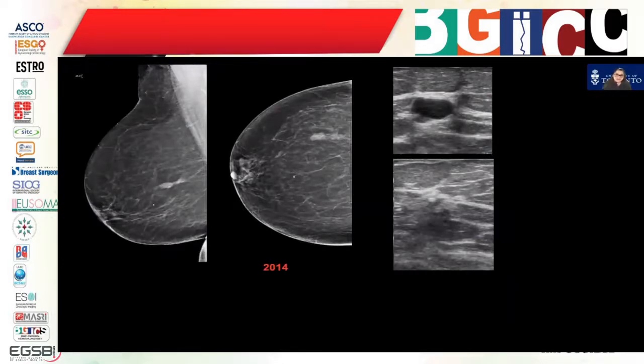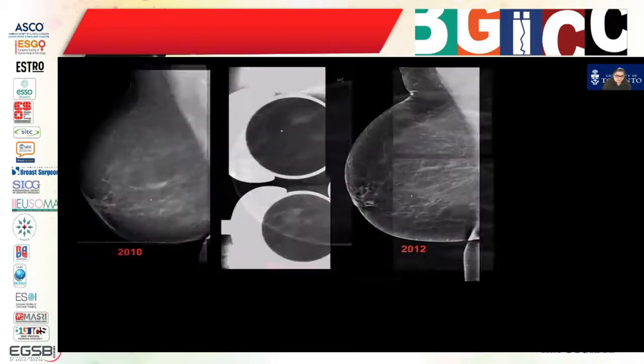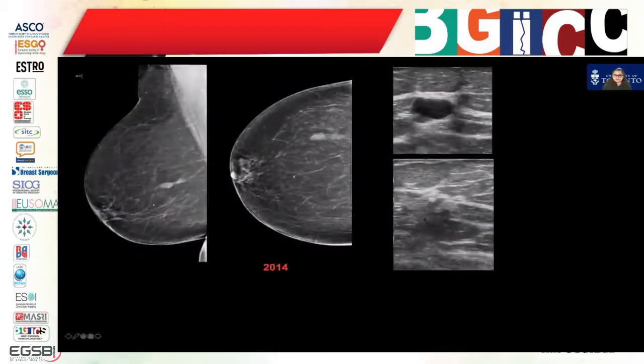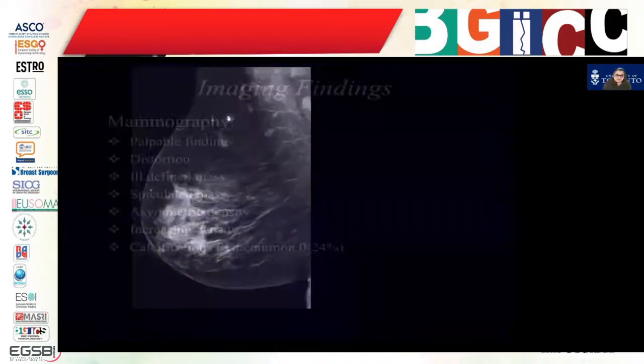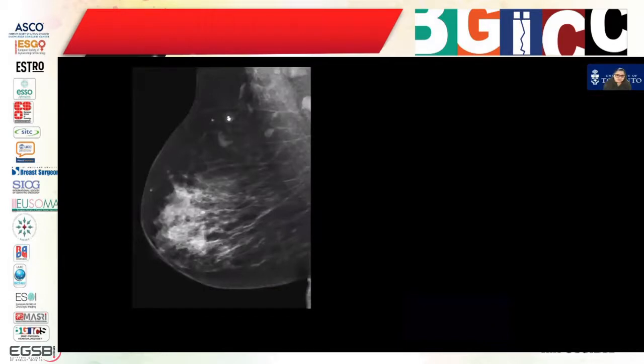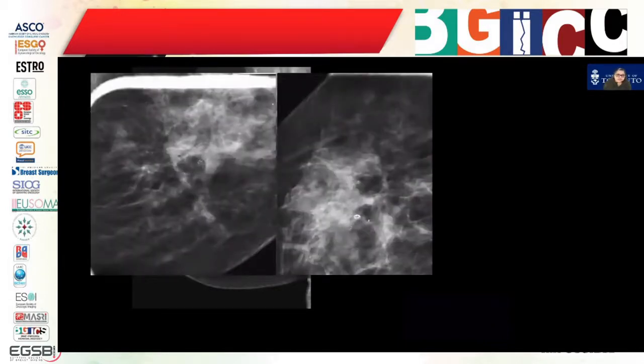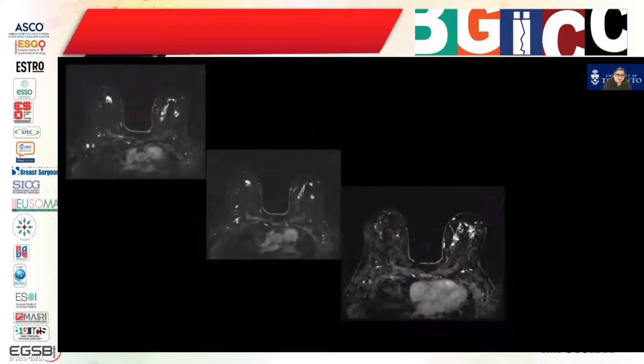This is why I always say that just because something is stable doesn't mean that it's nothing. So now it has grown after how many years? After 4 years. And now you can see it on ultrasound, and it was biopsied. And guess what? It was an invasive lobular carcinoma. Calcifications are very uncommon but may be seen associated with invasive lobular carcinoma, such as in this particular case, there are multiple pleomorphic, fine granular calcifications extending in almost a linear ductal fashion. Very suspicious. This is obviously BI-RADS 4B, and this is associated with invasive lobular carcinoma.